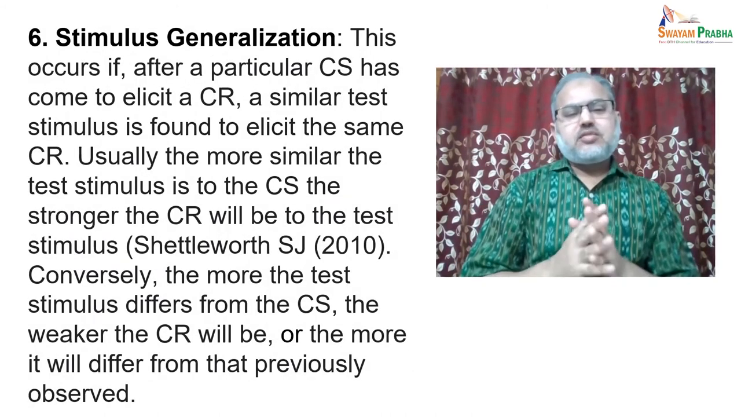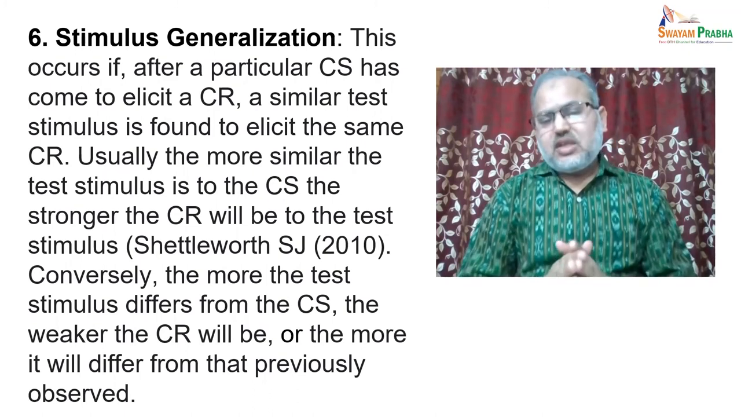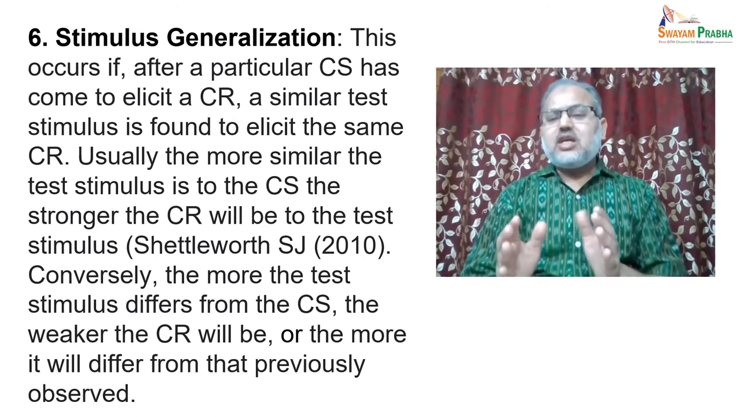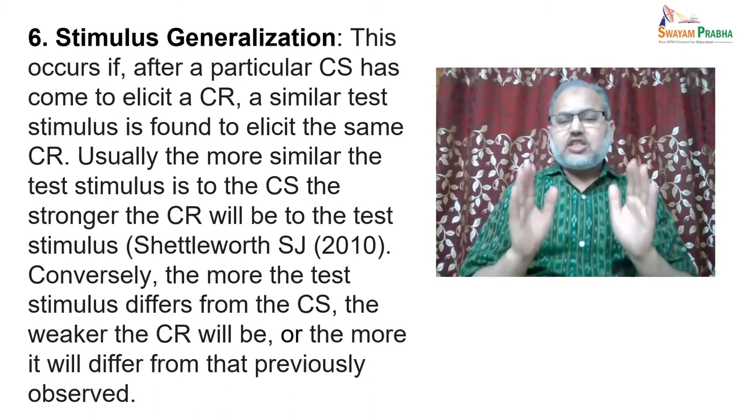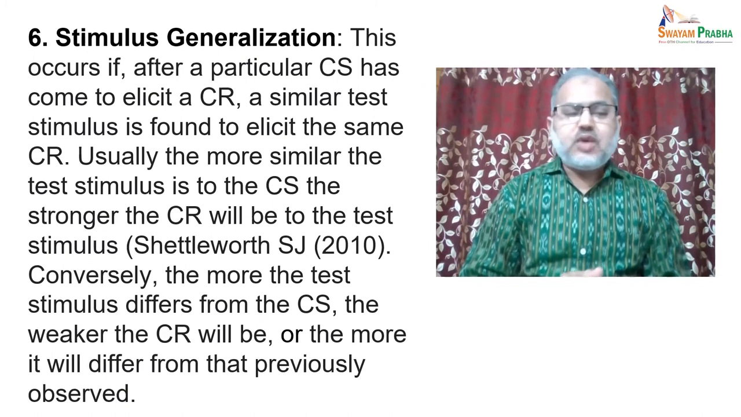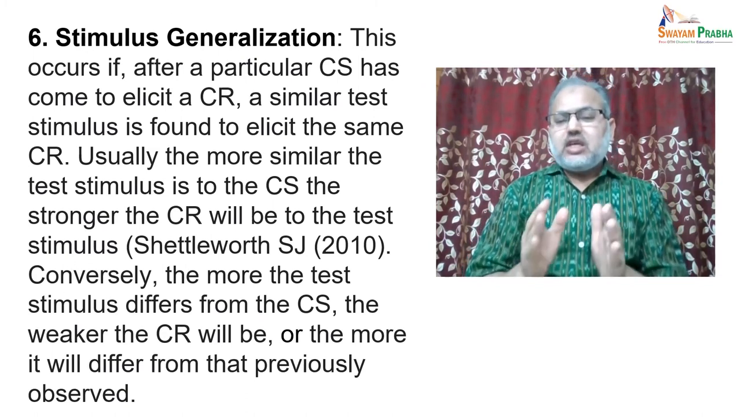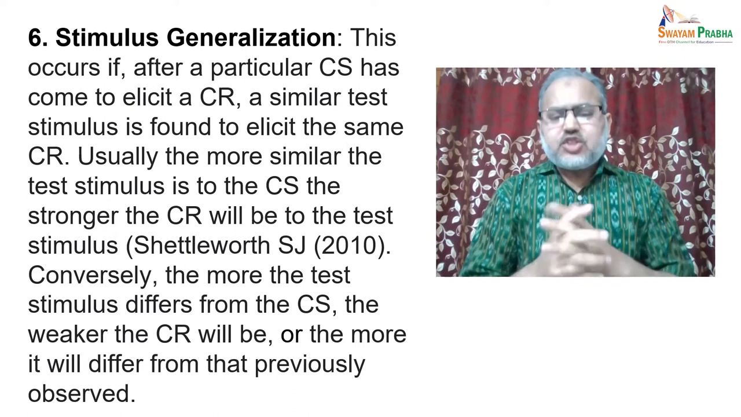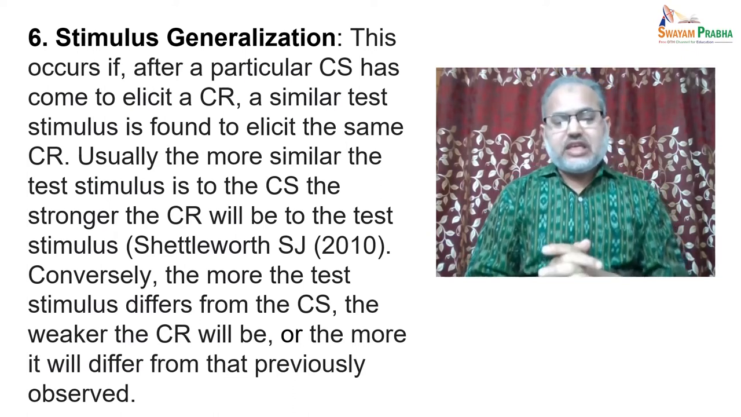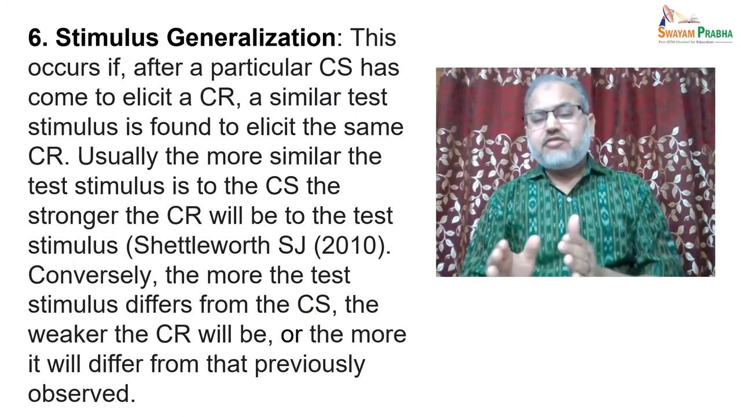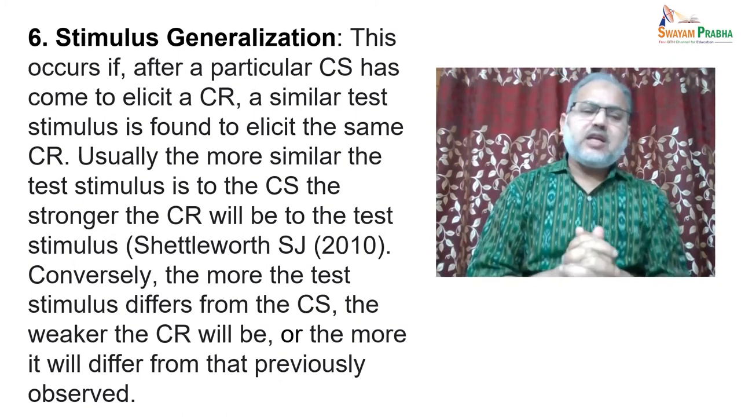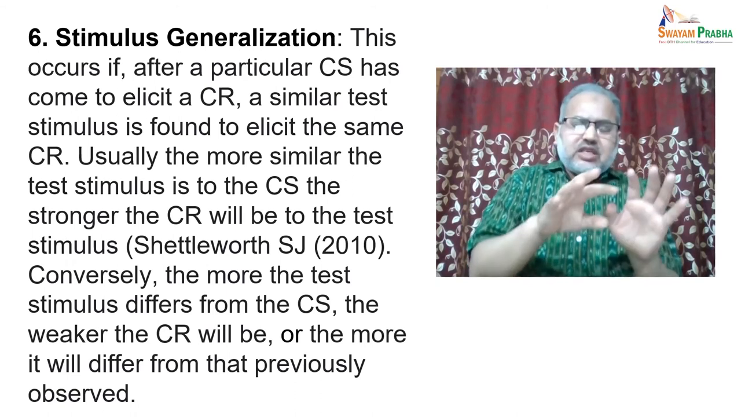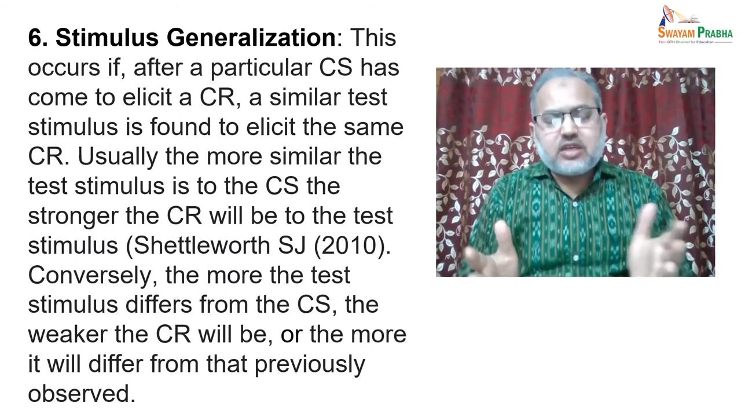Now we come to the next key element, and this is stimulus generalization. Stimulus generalization is said to occur if, after a particular conditioned stimulus has come to elicit a conditioned response, a similar test stimulus is found to elicit the same conditioned response. Usually, the more similar the test stimulus is to the conditioned stimulus, the stronger the CR will be to the test stimulus. Conversely, the more the test stimulus differs from the CS, the weaker the CR will be. It means that stimulus generalization is basically when there is an affinity, a similarity in the variety of environment, in the variety of stimulus.